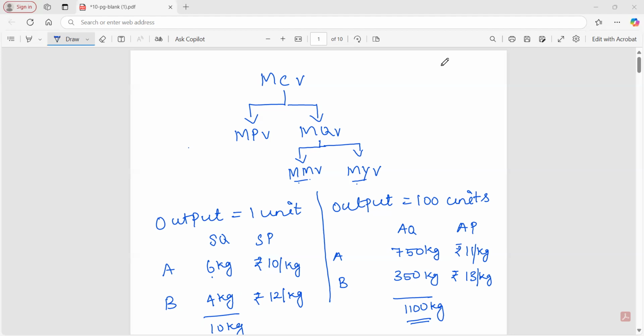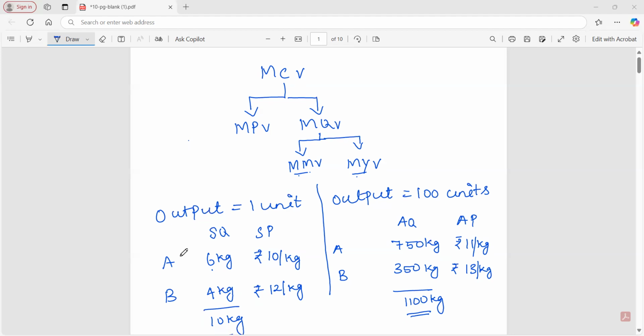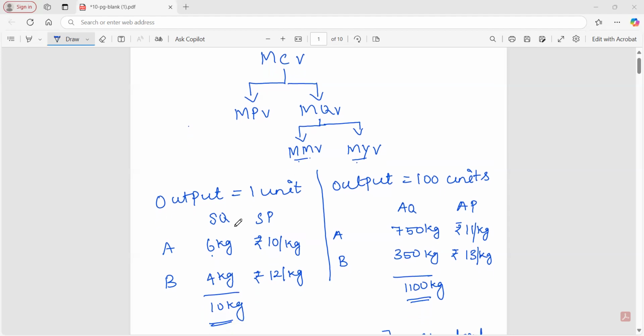Now let's take the same numerical example to understand material yield variance. On the left hand side, we have the standard data. On the right hand side, we have the actual data. The standard data is in order to produce 1 unit of output. Output is nothing but finished goods. In order to produce 1 unit of output, we are planning to use two types of raw material. One is raw material A and the other one is raw material B. We are planning to use 6 kg of raw material A and 4 kg of raw material B to produce 1 unit of output. So the total raw material requirement is 10 kg, which means by using 10 kg of raw material, we are planning to produce 1 unit of finished goods.